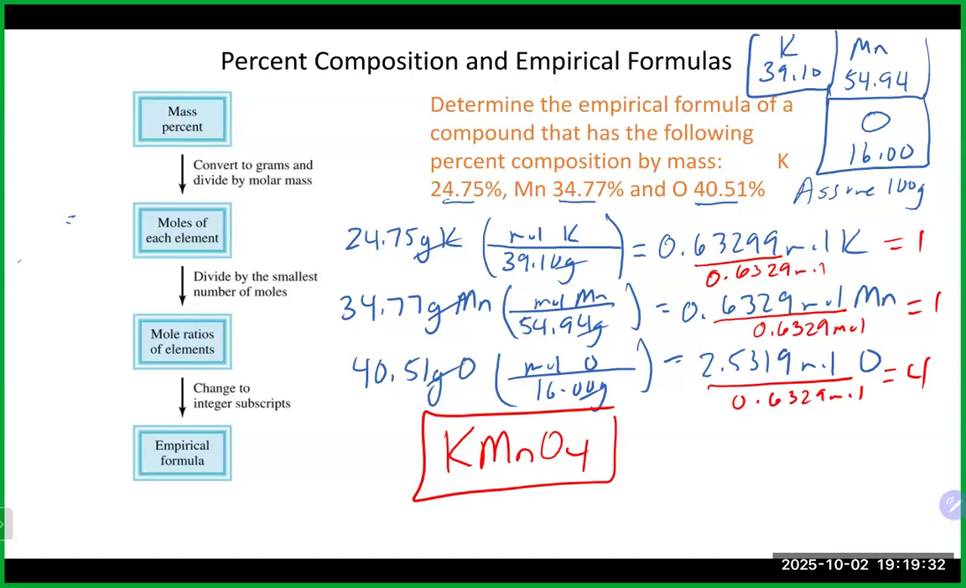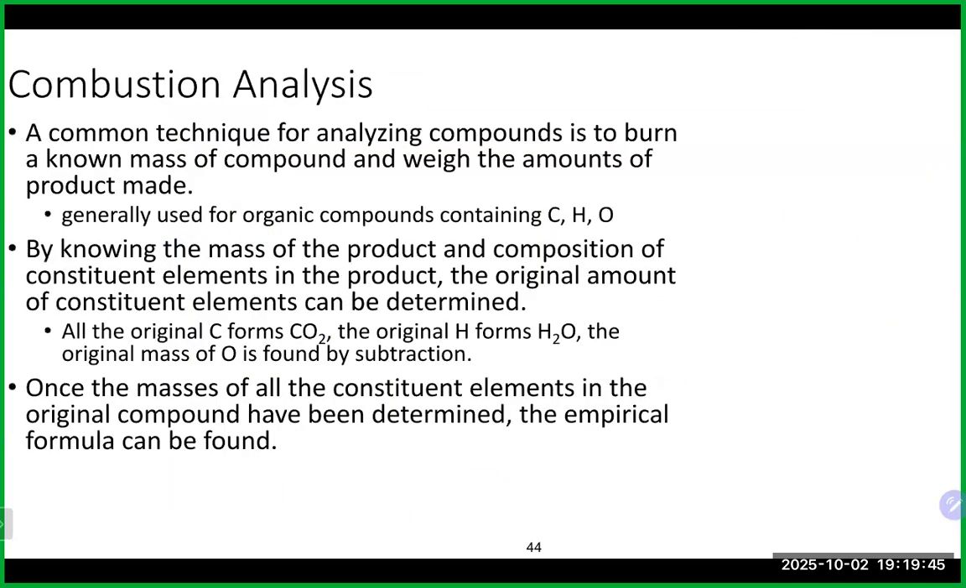All right, so this is one straightforward empirical formula calculation. Let's talk about another type of empirical formula calculation that's a little more experimental and has a few more steps involved. This is combustion analysis. Combustion analysis is typically when we take an organic compound that contains carbon, hydrogen, and oxygen, and put it through a combustion reaction, which is reacting it with O2, and it will produce CO2 and water in this case.